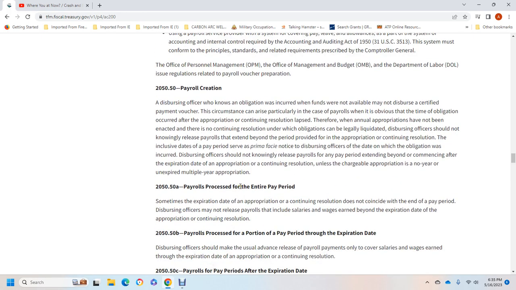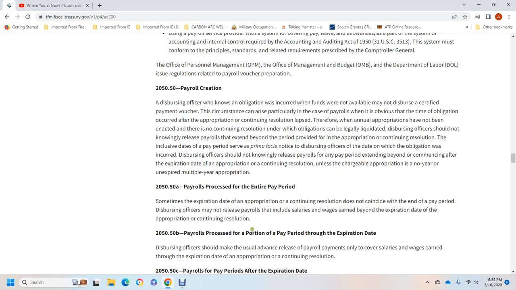2050-50A: Payroll process for the entire pay period. Sometimes the expiration date of the continuing resolution does not coincide with the end of the pay period, and the disbursing officer may not release the payroll to include salaries and wages earned beyond the expiration date of the continuing resolution.